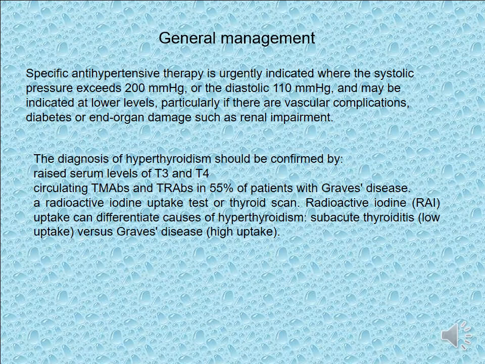The diagnosis of hyperthyroidism should be confirmed by raised serum levels of T3 and T4, circulating TPO antibody, and TR antibody in 50% of patients with Graves' disease, and a radioactive iodine uptake test or thyroid scan. Radioactive iodine uptake can differentiate the cause of hyperthyroidism: subacute thyroiditis has low uptake versus Graves' disease, which has high uptake.